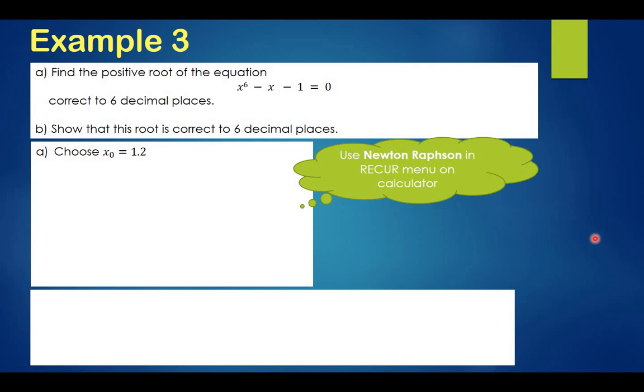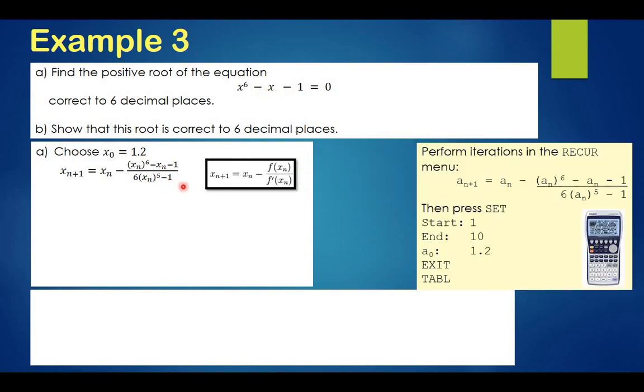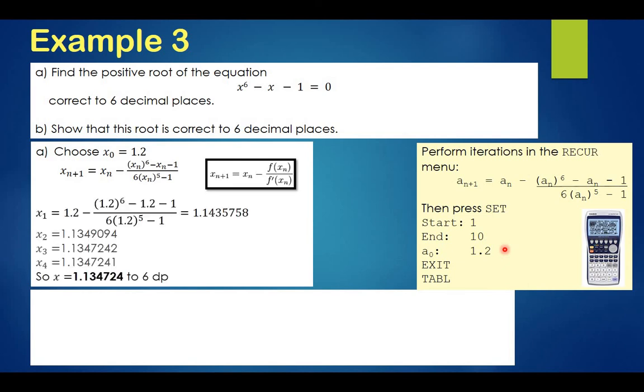And now we need to use Newton Raphson, and we're going to use the recur menu on the calculator. So there's the Newton Raphson formula. Let's work out the formula. We've differentiated the x to the 6 minus x minus 1 for the denominator. And now we pop that into the recur menu. I'm going to have the first 10 iterates, starting at 1.2, then press table, and these are the numbers I end up with. I've got them to 7 decimal places here. We can see that the third and fourth iterates agree to 6 decimal places.